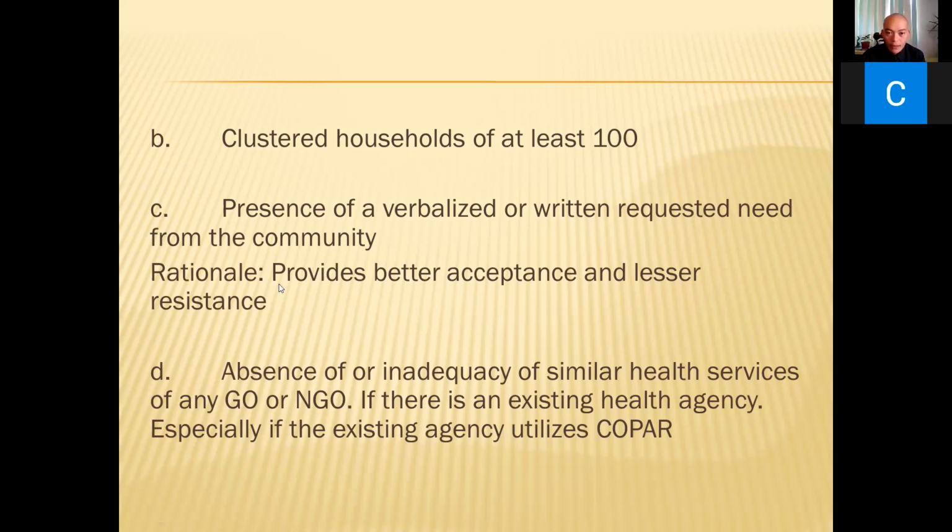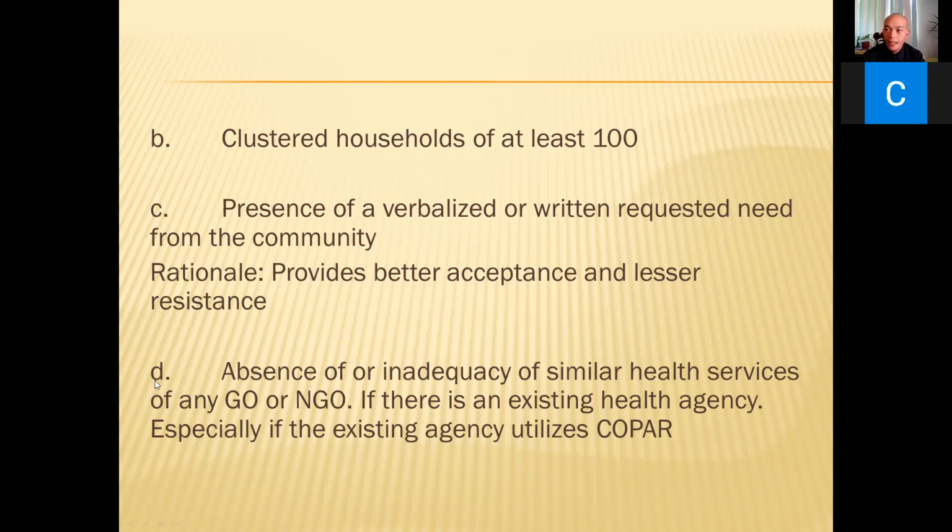Why? Because it provides better acceptance. If they are asking for it, it means that when we arrive there, they will welcome us with open arms. Sobrang happy sila that we will be there. There will be less resistance, compared to communities that wouldn't want our services, where we knock on the door, saying kami po yung mga from the University of Cordilleras, and they say, ay hindi, okay lang kami dito, we don't need your services. We do not want that, compared to communities who are asking for us. So if a community requests our services, very good, let's go.